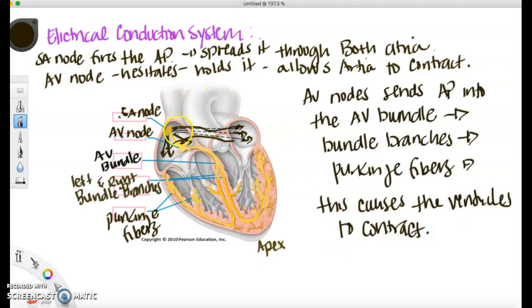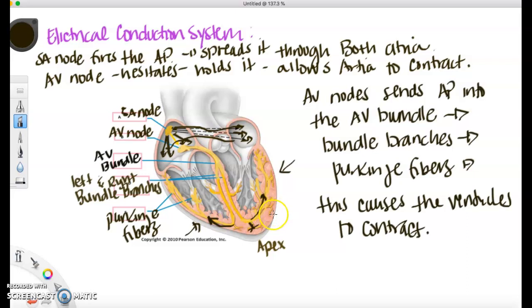So atria contract first, obviously, through the SA node, and then once that's completed, it goes into the AV node. The AV node waits to make sure it's completed, sends it into the AV bundle branches, and then down to the Purkinje fibers where the ventricles then contract. So this makes a lot of anatomical sense, because these walls here don't contract until the action potential gets down to here. And then the action potential goes this way.